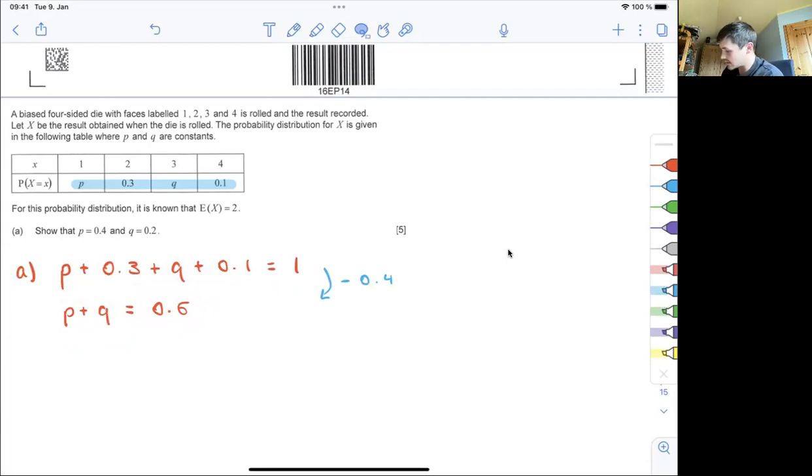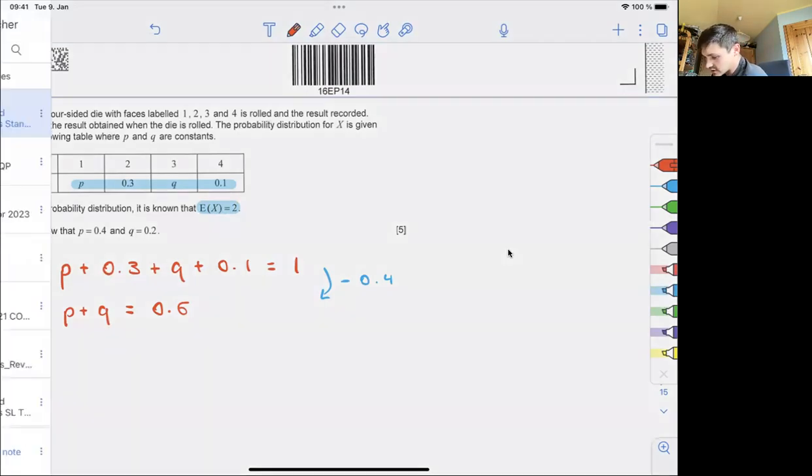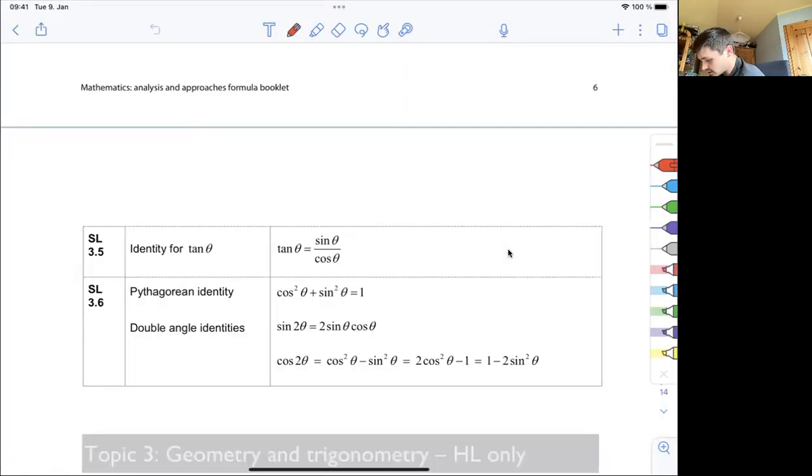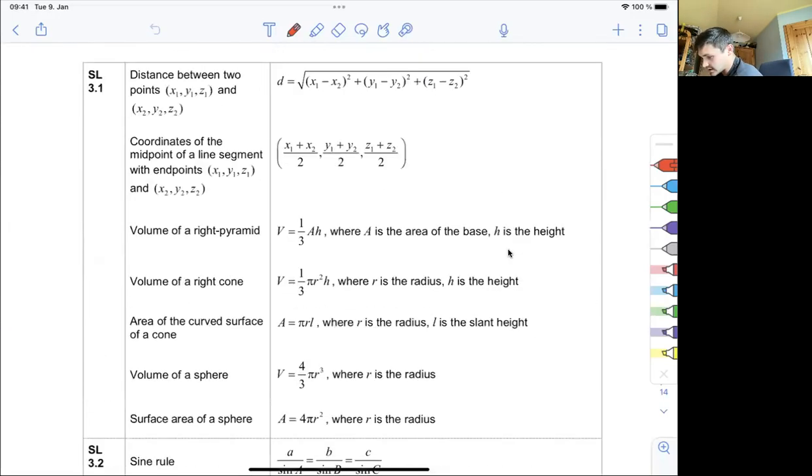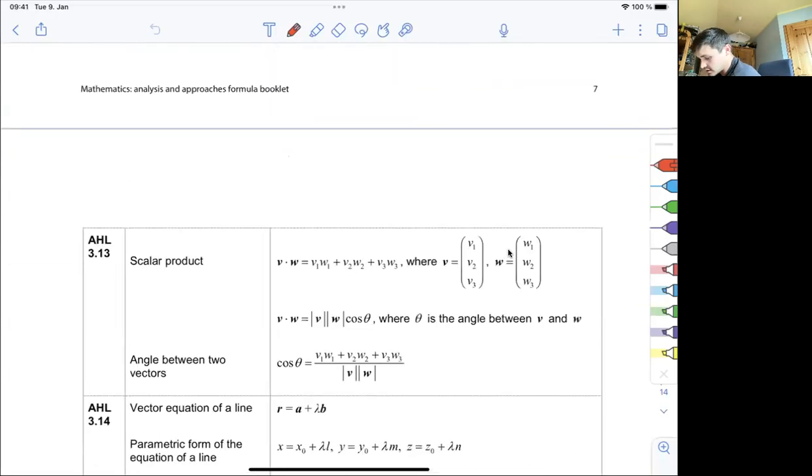And funnily enough, we can see that if P was 0.4 and Q was 0.2, that would satisfy this equation. But to completely show that, to confirm this, we're going to have to use this information here, that the expectation of X, so the expected value of X, is 2. Now the formula for the expected value of a probability distribution is given to you in your formula booklet. Let's just go have a look.